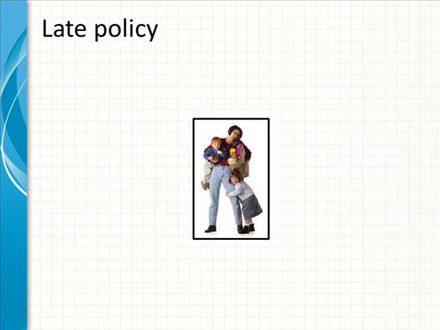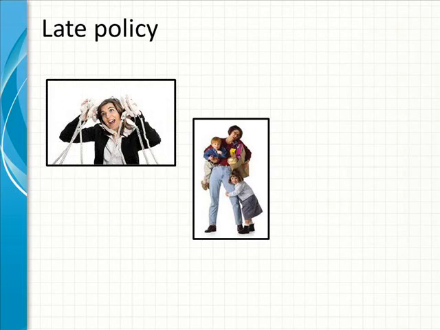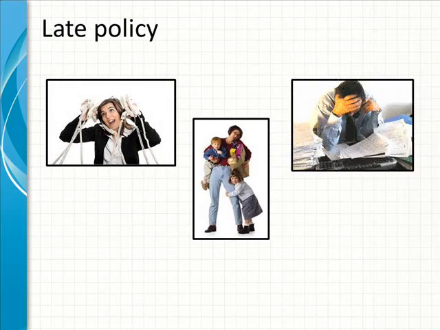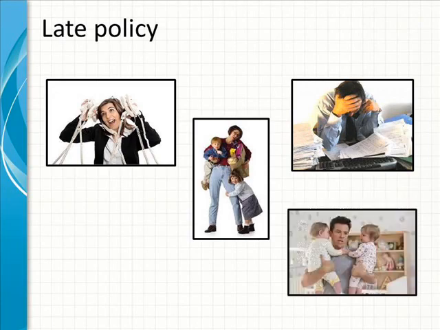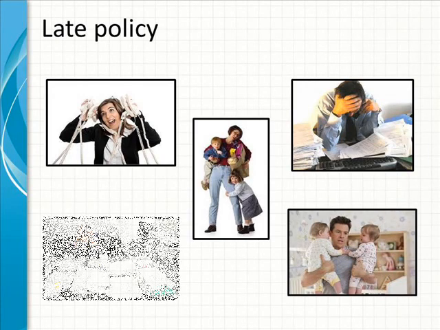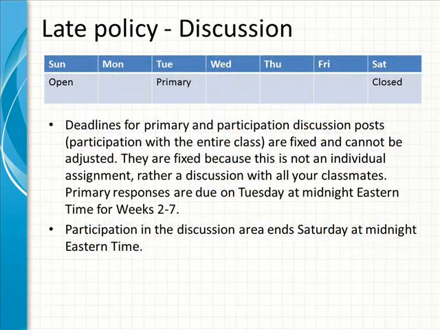Let's spend a moment and review the late policy that I'll be using in this class. I know we have a number of different distractions throughout all of this semester. Online students are continually challenged by different priorities throughout their day. Let's start with discussions. Now the deadline for primary and participation discussion posts are fixed and cannot be adjusted. They're fixed because it's not an individual assignment. Rather, the discussion is with me and all of our classmates. So the primary responses are due on Tuesday at midnight Eastern Time for weeks 2 through 7, and participation in discussion ends Saturday at midnight Eastern Time.